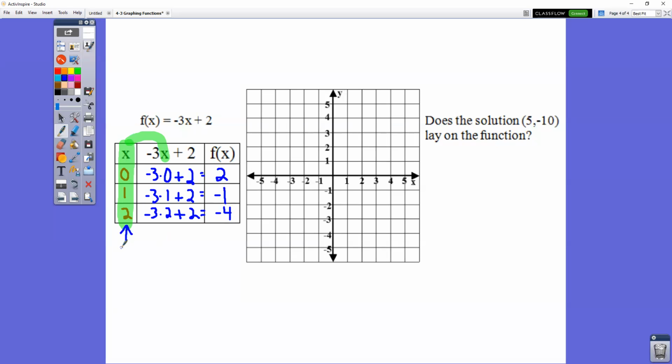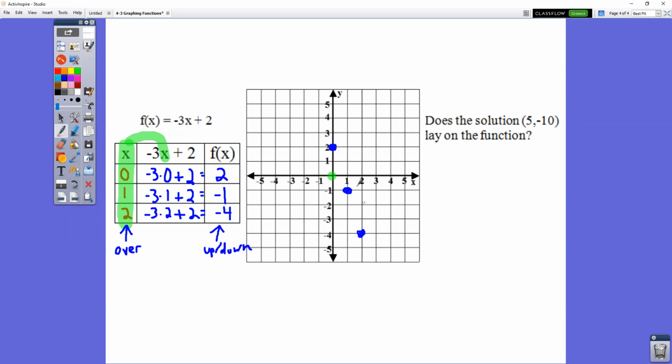When we go to graph our points, your x column is how many we go over. Your y column is how many you go up or down. When we go to graph points, we always start graphing right in the middle, right at that green dot. So the first point that we want to graph is 0, 2. Over 0, up to 2. 1, -1, starting in the middle, over to 1, down to -1. And 2, -4, starting in the middle, over to 2, down to -4.